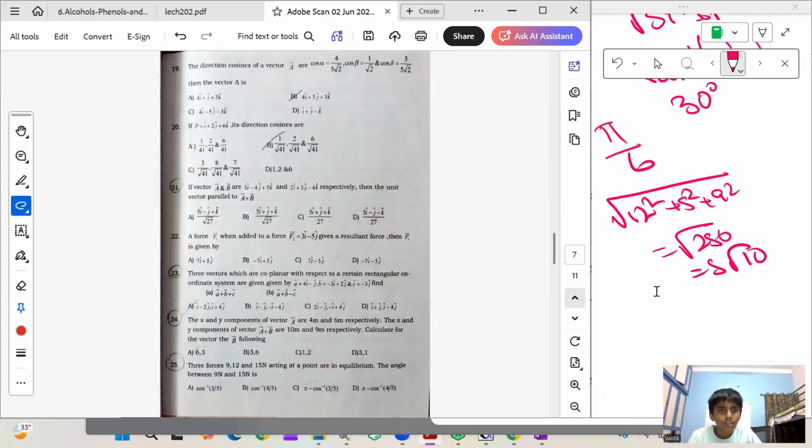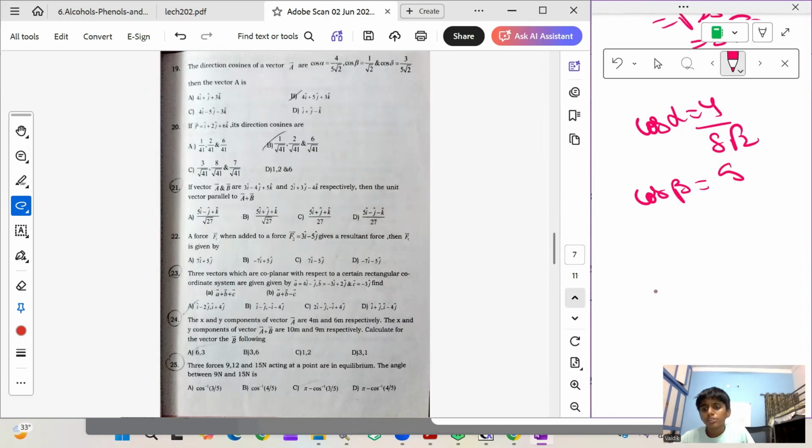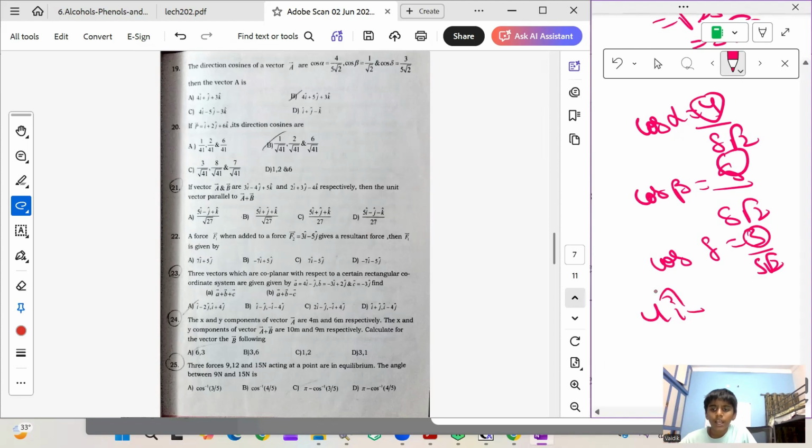Next question. The direction cosines of vector A: cos alpha equals 4 by 5 root 2. Cos beta, they gave it as 1 by root 2, which we can also write as 5 by 5 root 2. And cos gamma equals 3 by 5 root 2. So the vector: the numerators will be the components along the directions. So it would be 4i cap plus 5j cap plus 3k cap.